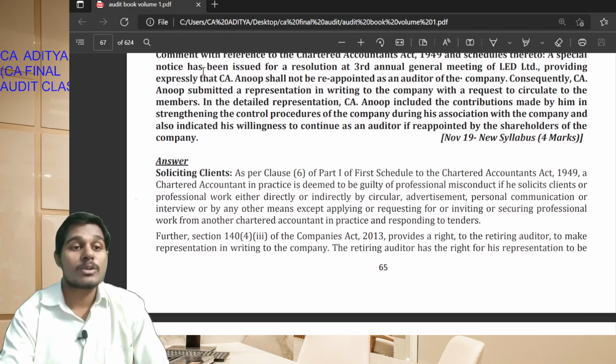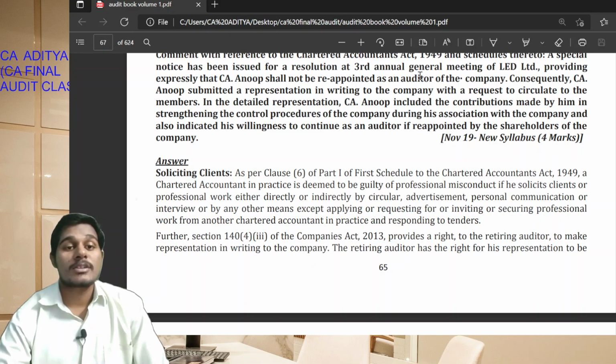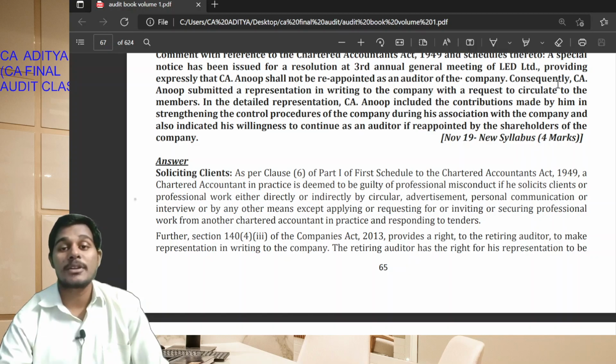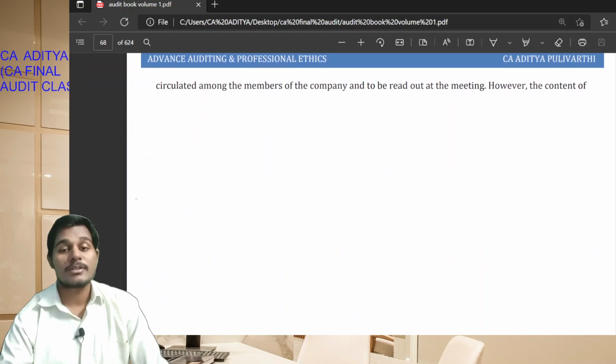A special notice has been issued for a resolution at the 3rd annual general meeting of LED Limited, providing expressly that CA Anup should not be reappointed as auditor of the company. Consequently, CA Anup submitted a representation. See students, it is the same as the previous question. You can read it.